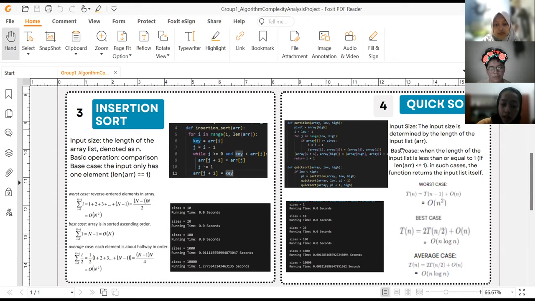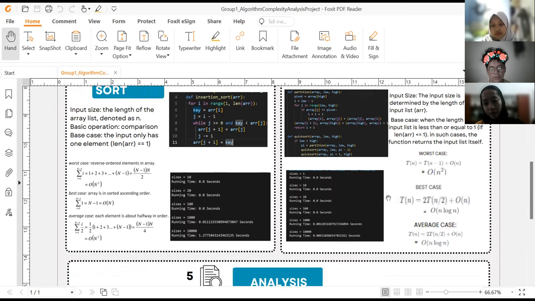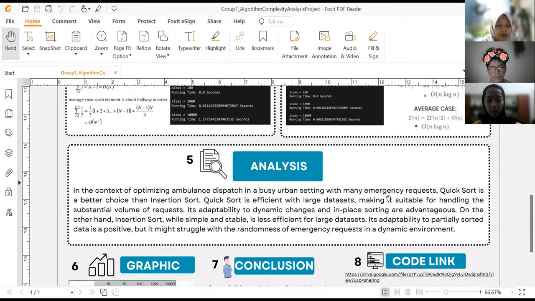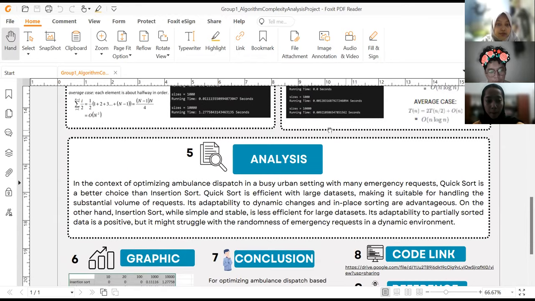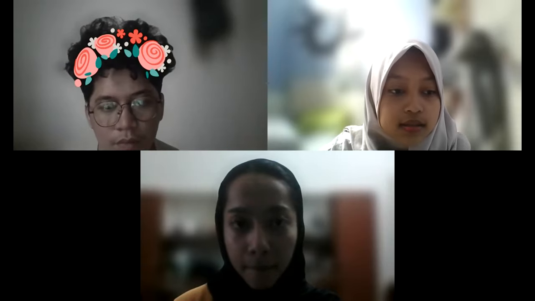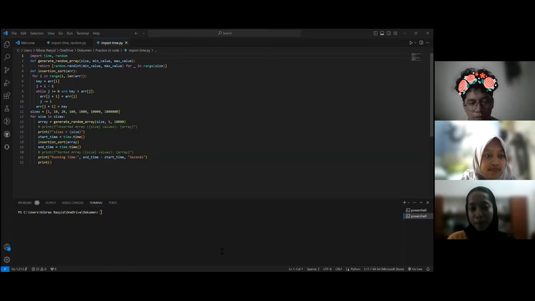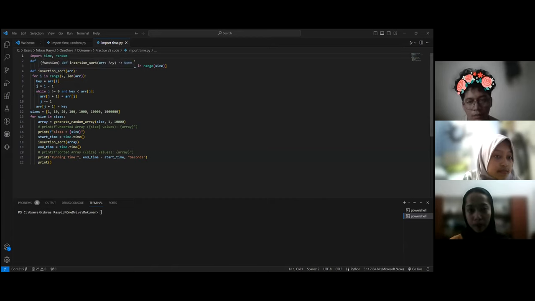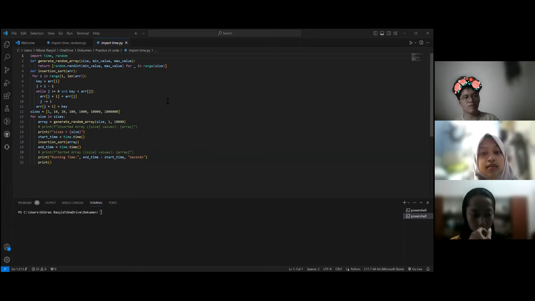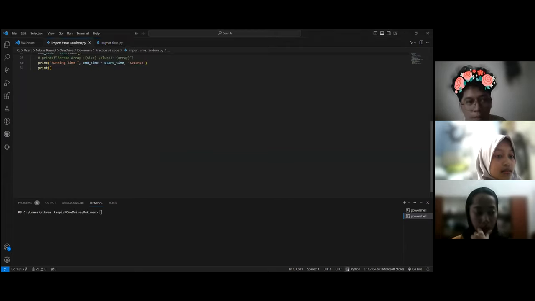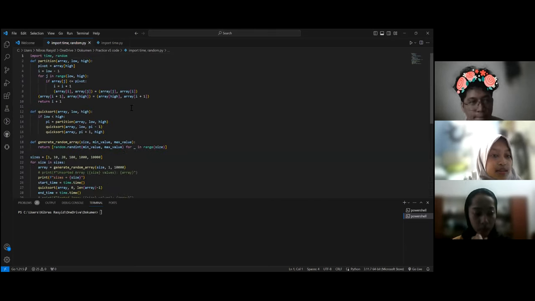And now the analysis will be explained by Chacha. Before we go to the analysis, we want to demonstrate the code first. So I'm going to let my colleague Nibras share the screen. We go to the import time, random.